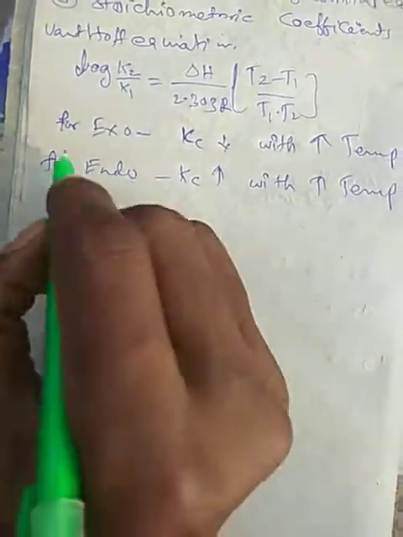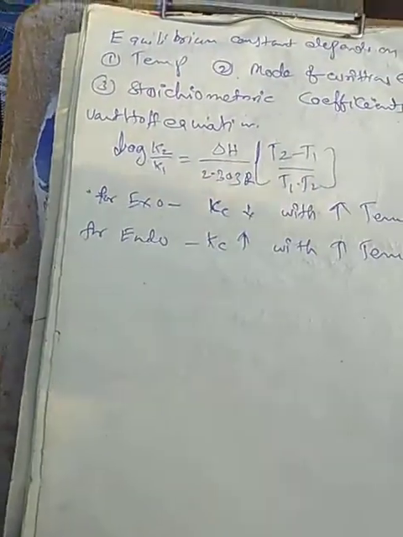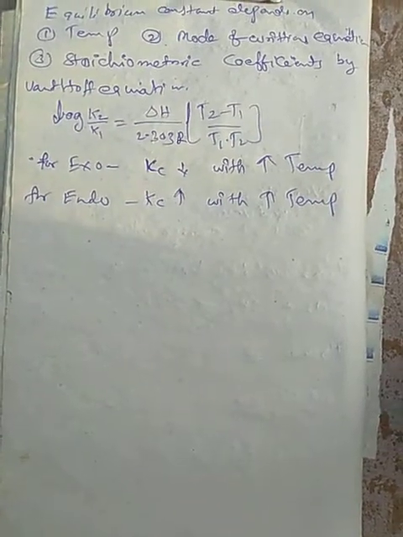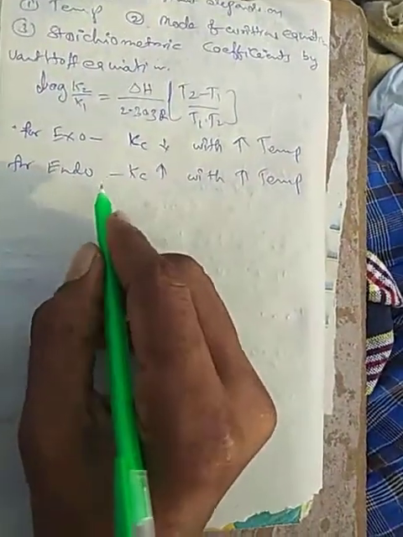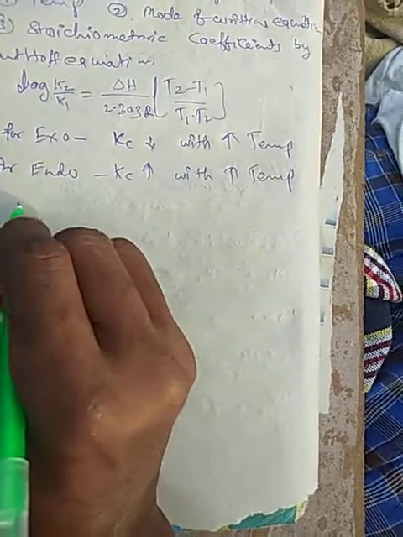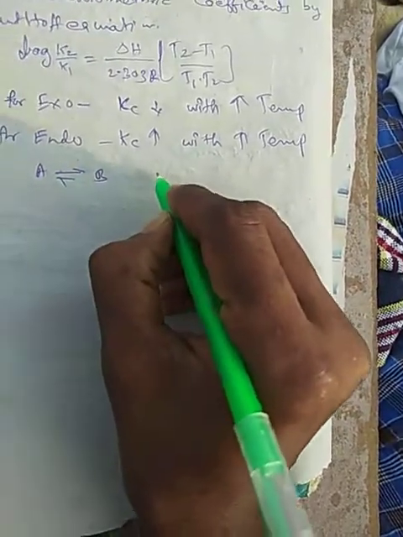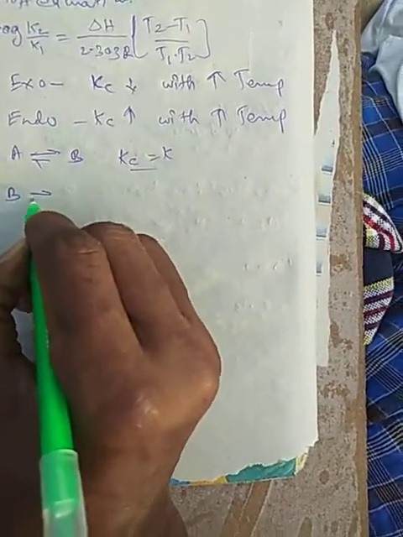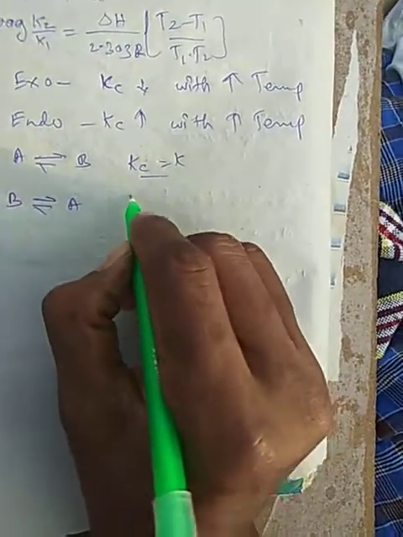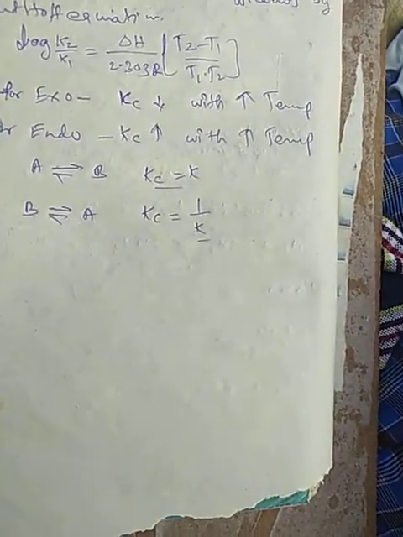Now these are the very important points, these two. With an increase in temperature, for an exothermic reaction Kc decreases, and for an endothermic reaction Kc increases with temperature. Now in equilibrium reactions, for example a reversible reaction where A gives rise to B, we can write Kc is equal to K. In the reverse reaction, B changing to A, Kc becomes 1 by K.